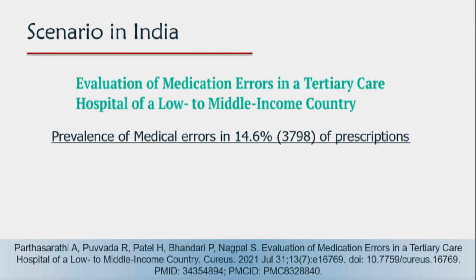The scenario in India: there has been an evaluation of medication errors in a tertiary care hospital, and the prevalence of medical errors was found to be 14.6%.